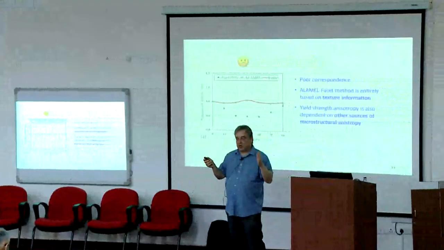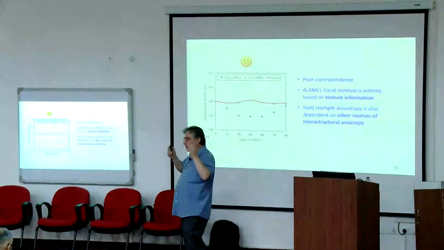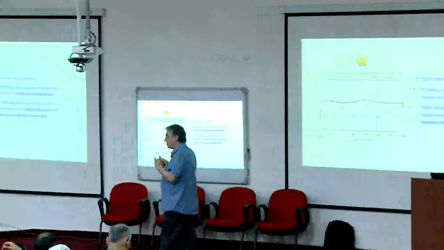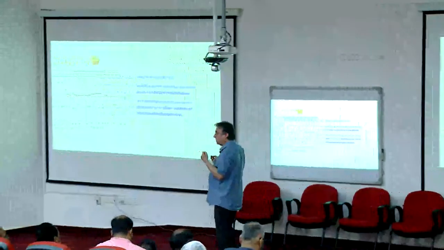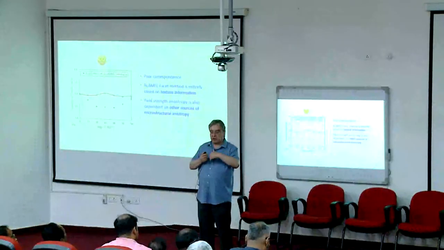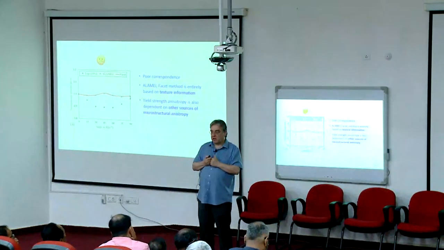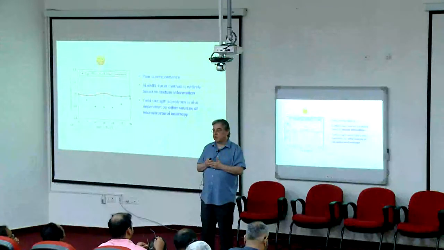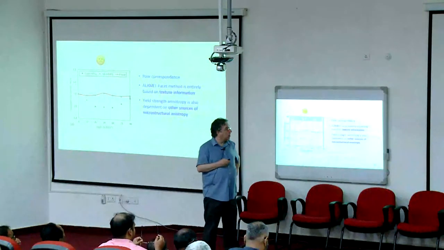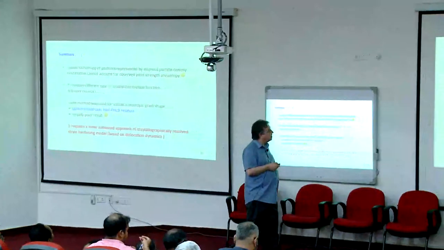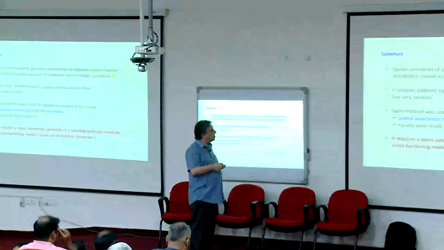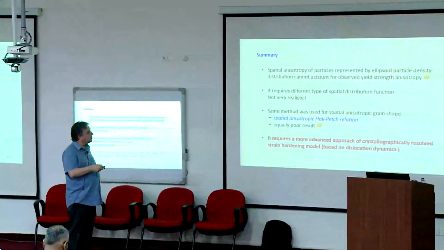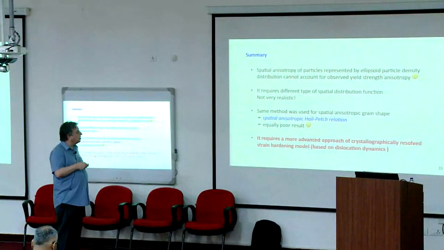We only considered in this case the crystallographic orientation and the grain size, and perhaps it really has to do with how these locations are configured with respect to each other in the microstructure, but we didn't model this because that's another issue. So, in summary, we could say that the spatial anisotropy of particles, this is something that we tried to represent, I didn't deal with it.